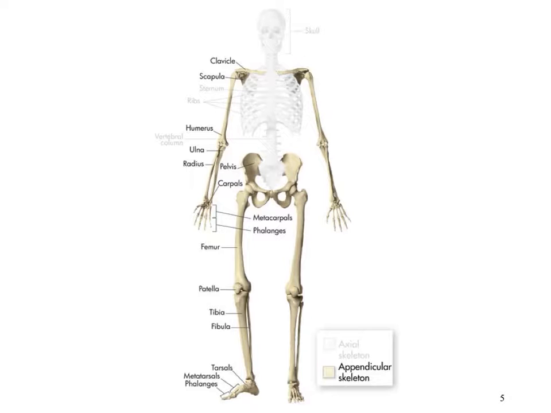This diagram just shows you what the appendicular skeleton is. So here we have the collarbone along with the shoulder, which makes up the pectoral girdle. Then you have the arms along with the hands and the wrist. And then you have the pelvic girdle right here, which is your pelvic bones, along with the legs and your feet.